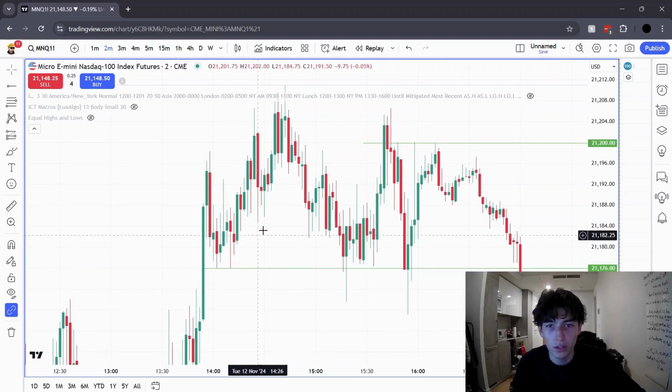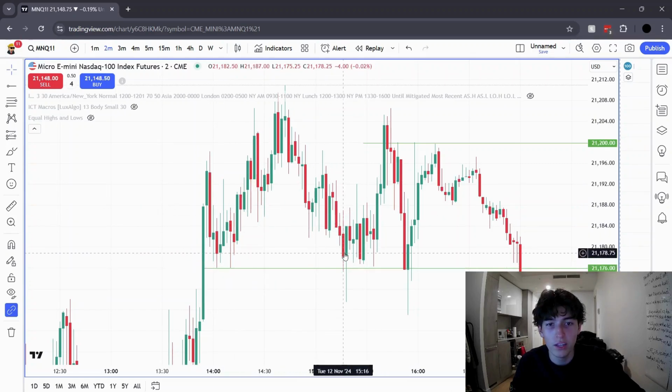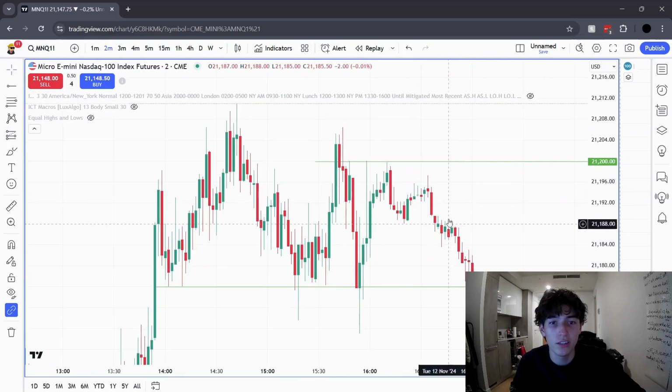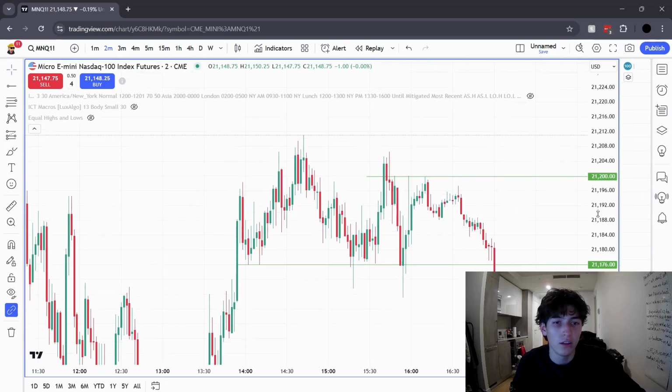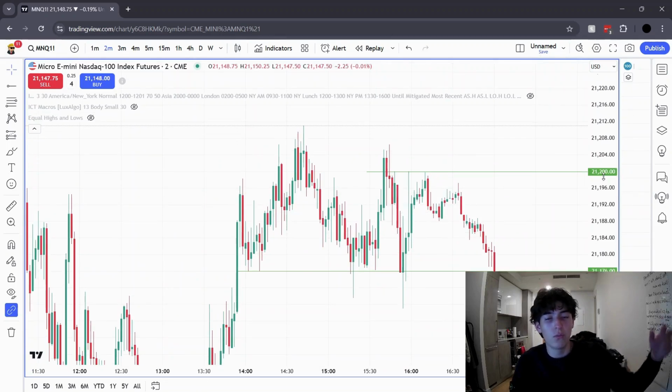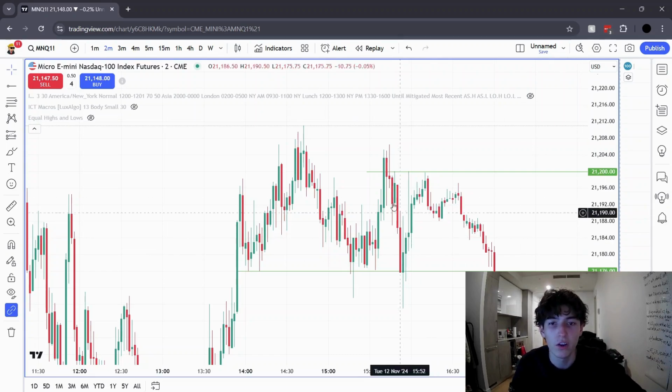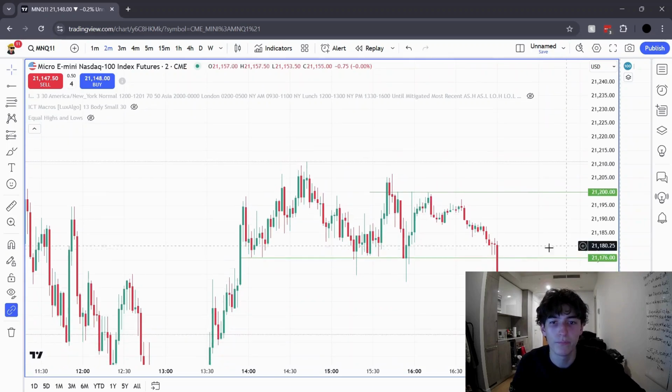And what does the market do? It comes down, sweeps this liquidity before making its move up. Now here, obviously, it didn't sweep these equal highs before it went down, but that's because other market conditions play into this that can cause this not to work sometimes.